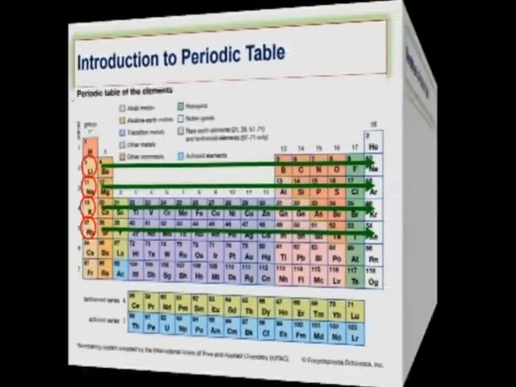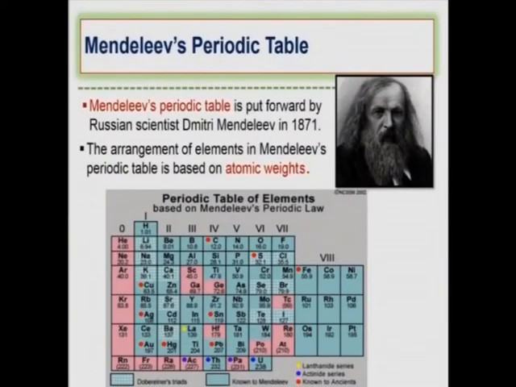Now before I go in depth on the periodic table, I would also like to talk about the Mendeleev periodic table. This Mendeleev periodic table was put forward in the year 1871 by a Russian chemist, and his name was Dmitry Mendeleev.